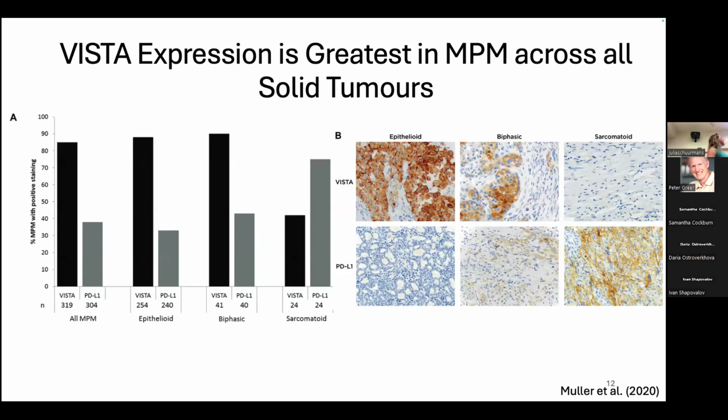So when looking at the TCGA database, they found that VISTA had the highest expression level across all solid tumors. And this is shown here in the all-PM bar graph on the left. And then if you go through the different subtypes, you see there's a decrease in the VISTA expression as we move from epithelioid to sarcomatoid. Now, this was interesting when thinking back to the immunotherapy results, where we saw that the epithelioid subtype was not responding to anti-PD-1 therapy.